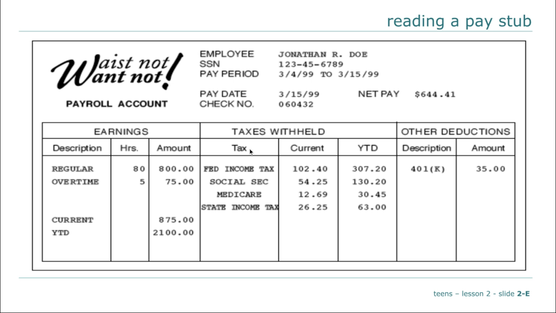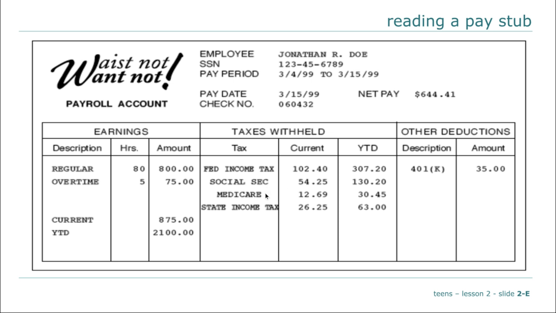Taxes withheld, let's look at this section next. You're going to see the name of the tax, the current withholdings, and the year to date. So the year withholdings to this point. You'll see federal income tax and state income taxes. Those are taxes that are withheld from employees. It's money that's used to contribute to things like building schools or even building roads. So you're going to see currently federal income tax withheld is this dollar amount. So far this year, Jonathan Doe has contributed that dollar amount right there, or that's been withheld. State income tax currently, this dollar amount is withheld, and year to date, $63 has been withheld.